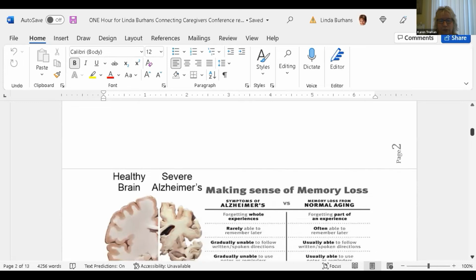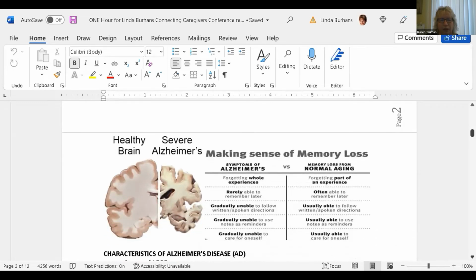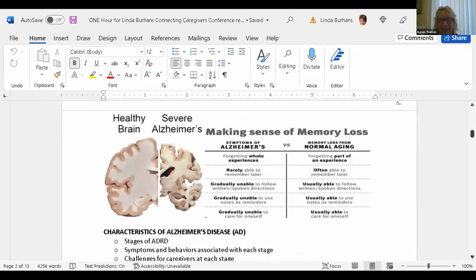So here's a picture. We have a healthy brain, and then we have a severe Alzheimer's brain. So you can see the differences between the two. We want the one on the left. We definitely want that healthy brain. We don't want it looking like cauliflower. That's not a good thing to look like. All right, so that's the process here.